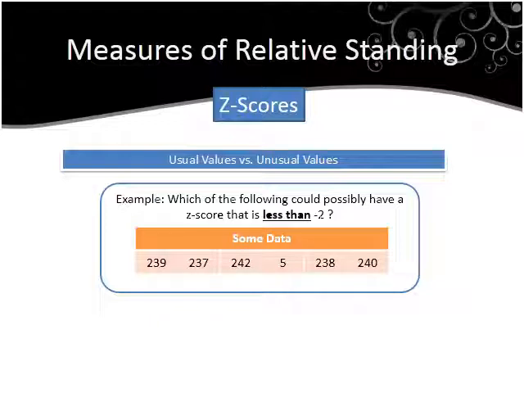Just using intuition, which of the following could possibly have a z-score less than negative 2? Well, of course, it's got to be this smallest number here, 5, because it is so far out of the range of the rest of the data. It's so much smaller. So it's the only one that could possibly have a z-score that is less than negative 2.